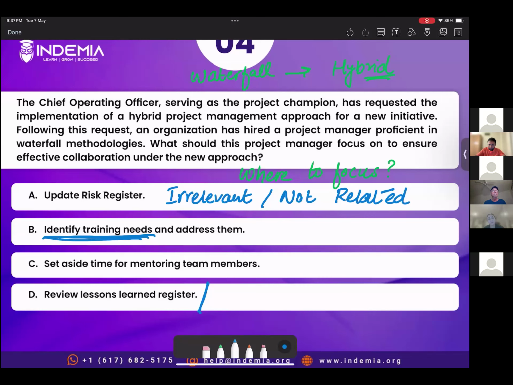Right, let's take one more comment. Kokila, you have chosen option B. Yeah, just because they have hired a project manager proficient in waterfall methodology, and this is a hybrid project management approach for the new initiative. So basically he needs to see where the training needs are and address them first thing, because it's hybrid. So what's wrong with Mudit's explanation? He thinks C is better for collaboration under the new approach. Why have you chosen B over C? What's wrong with C? Kokila?